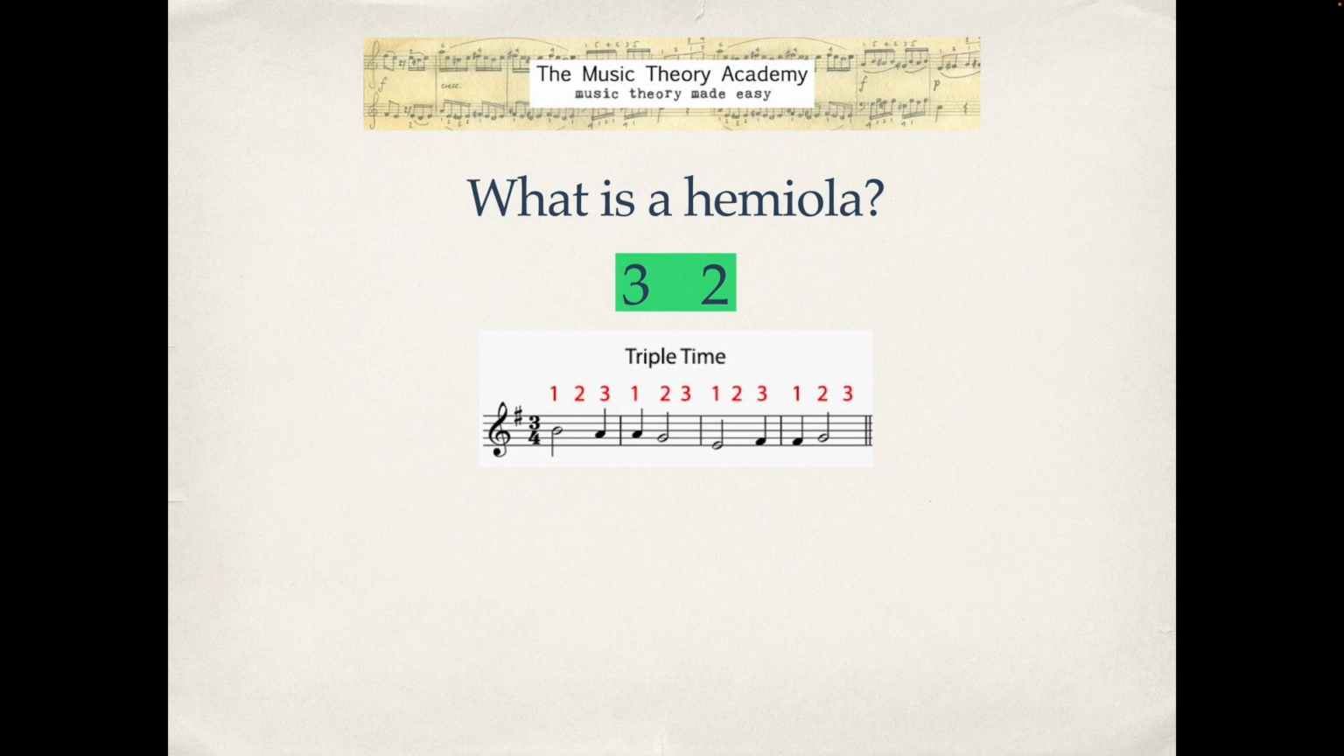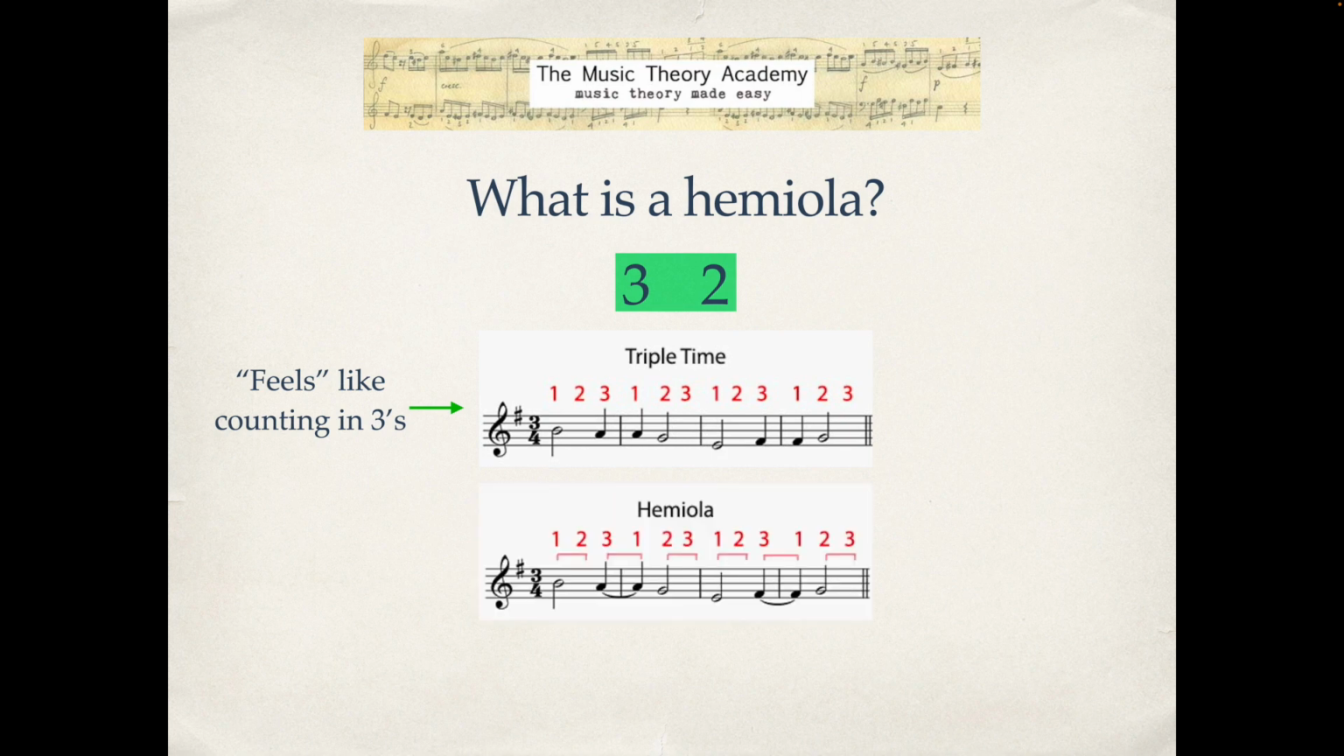1, 2, 3, 1, 2, 3, 1, 2, 3, 1, 2, 3. It feels like we're counting in threes because we're in 3/4, our time signature. But if I put some ties over the quarter notes or over the crotchets, it starts to change the feel of the beat. So 1, 2, 3, 1, 2, 3. It becomes quite tricky to count in the threes.